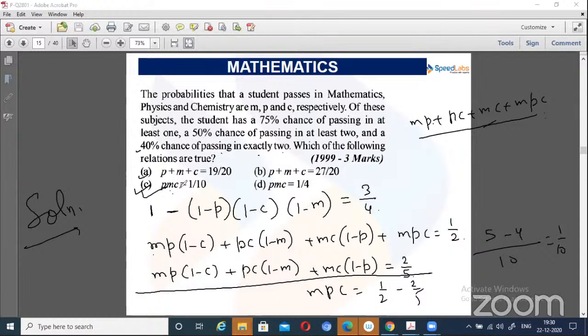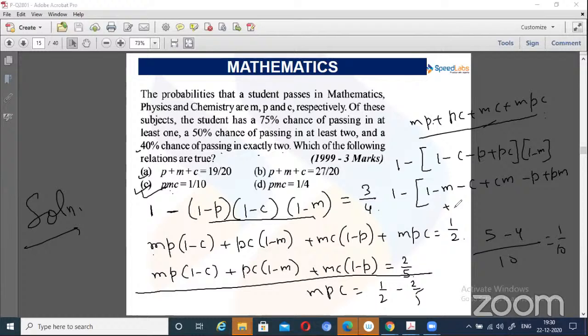And supposedly we have to find the value of M plus P plus C also. So we can rearrange this and get the value of M plus P plus C. If we rearrange this, we might get 1 minus C minus P plus PC into 1 minus M, which will give me 1 minus M minus C plus CM minus P plus PM plus PC minus PCM is equal to 3 by 4.